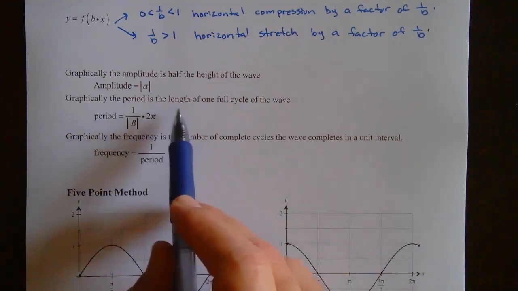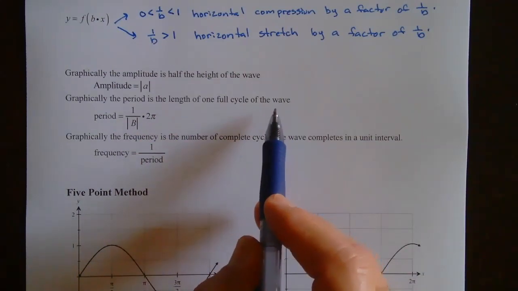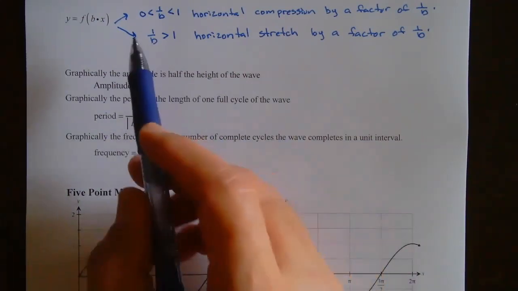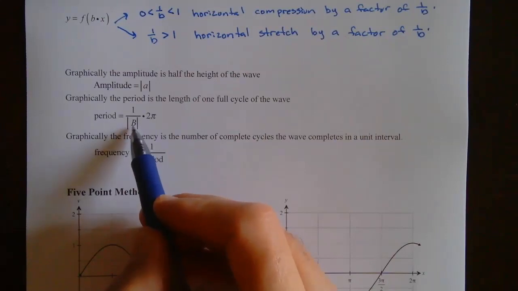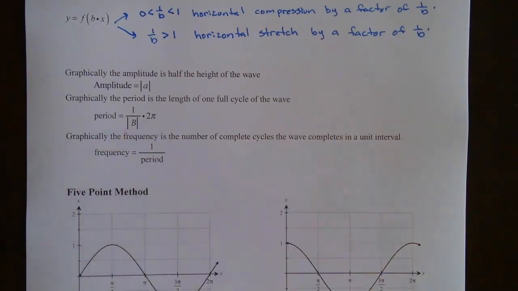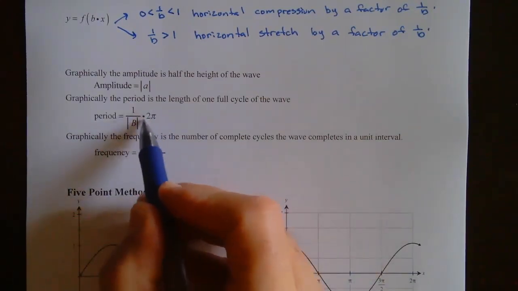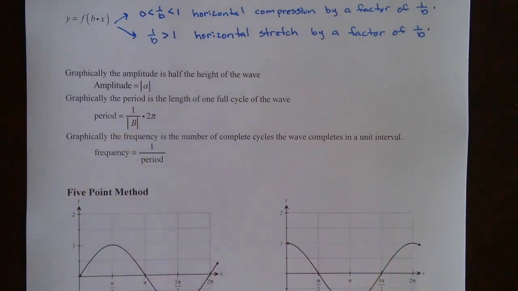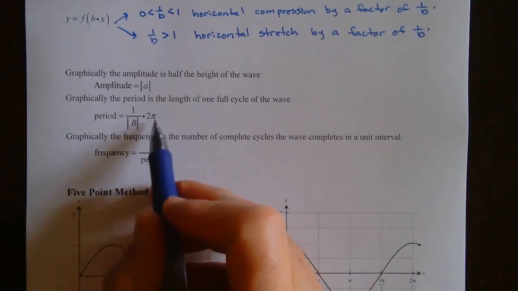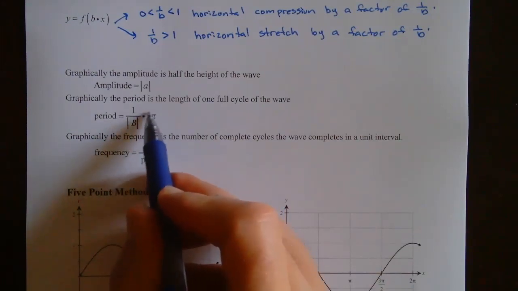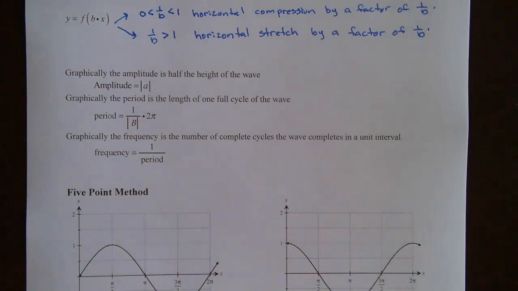Graphically, the period is the length of one full cycle of the wave. Because of this 1 over b, we're going to be multiplying our x's by 1 over b. And we're going to make this b right here become positive by taking the absolute value. So we're going to take our normal period for sine and cosine and multiply it by 1 over the absolute value of b, and that will be our new period. This is either going to get bigger or smaller, and that's how we're going to change the period of it.